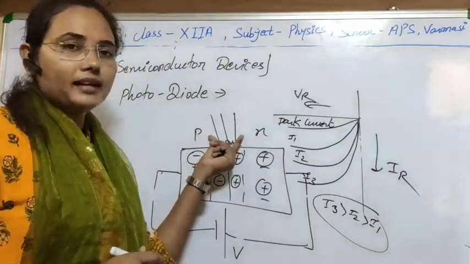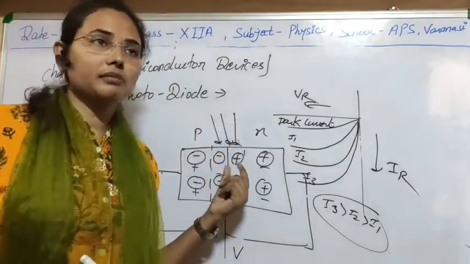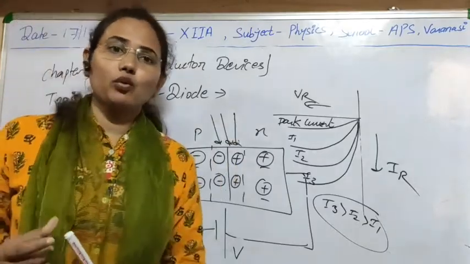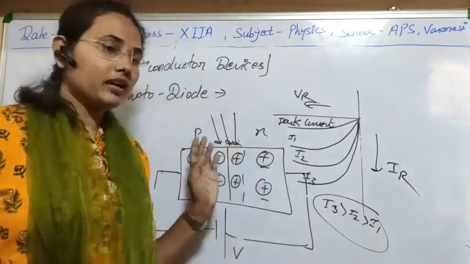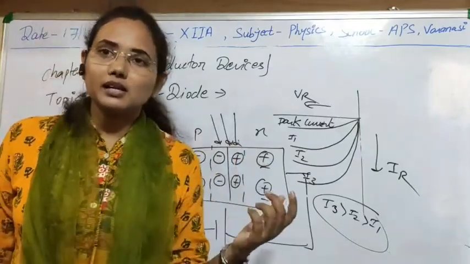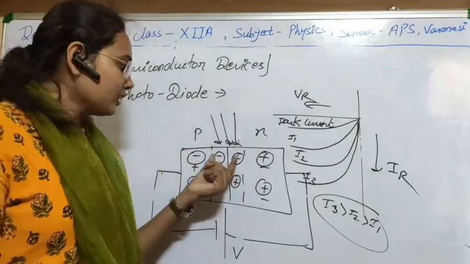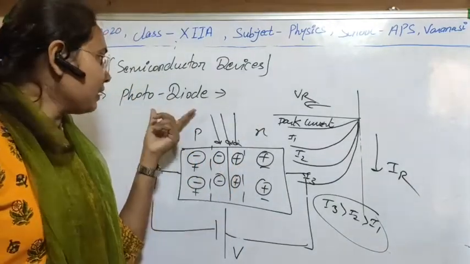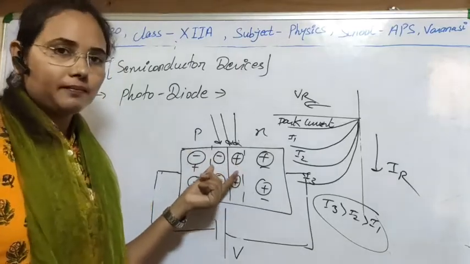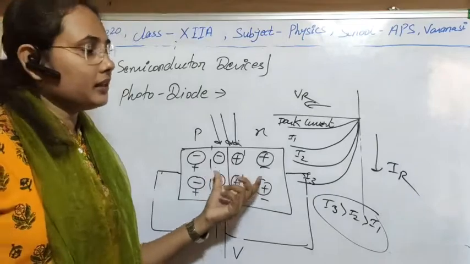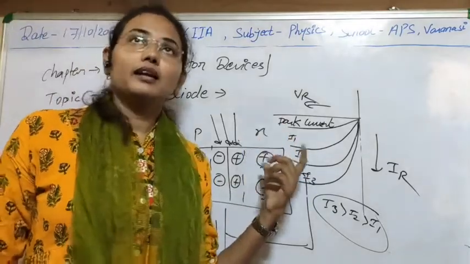When we use light of suitable frequency, the light must have that energy so that it can break the covalent bonds. That's why we always say suitable frequency in the case of photoelectric emission. I have already told you. So here the phenomenon of photoelectric emission will take place. The principle of the photodiode is photoelectric emission. Due to that process, the number of charge carriers will increase, and hence the current in the circuit will increase.